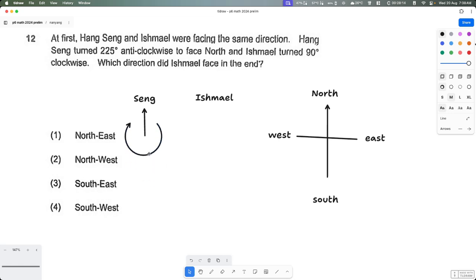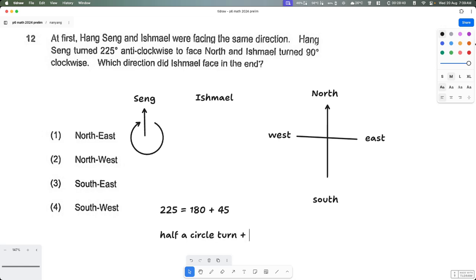Right? So that means we need to change anti-clockwise to this. So 225 is equal to 180 plus 45. Okay, so that means it's half a circle. Basically, it's half a circle turn plus half of a 90 degree turn. Okay, in this case over here. So 225 degrees is basically half a circle turn plus half a 90 degree turn.